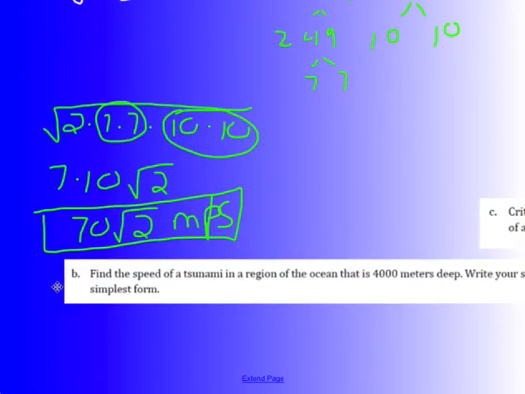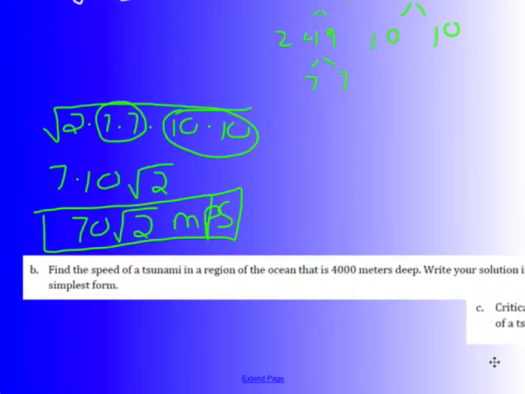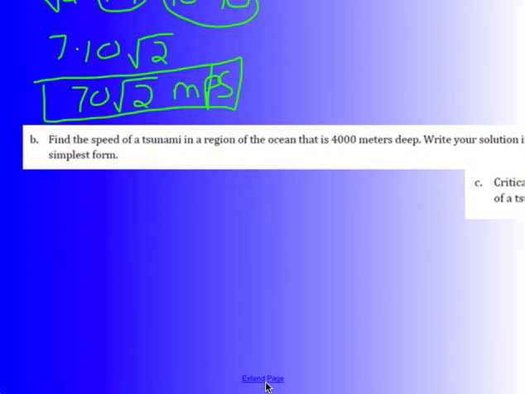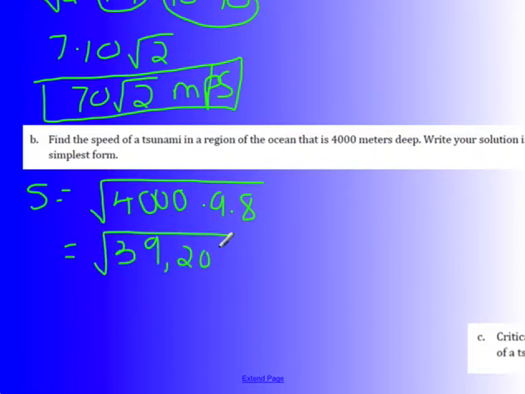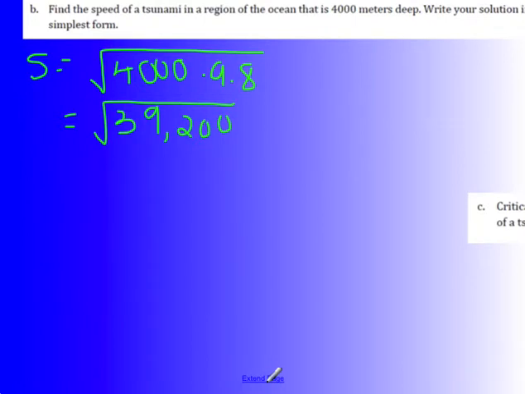So let's go ahead and take a look at part B. So now our ocean is going to be 4,000 meters deep. So I just want you to note that it is 4 times the depth. So let's go ahead and calculate that out. So my speed is going to be equal to the square root of 4,000 times 9.8. So that's going to be the square root of 39,200. So let's go ahead and break that radical down, shall we?